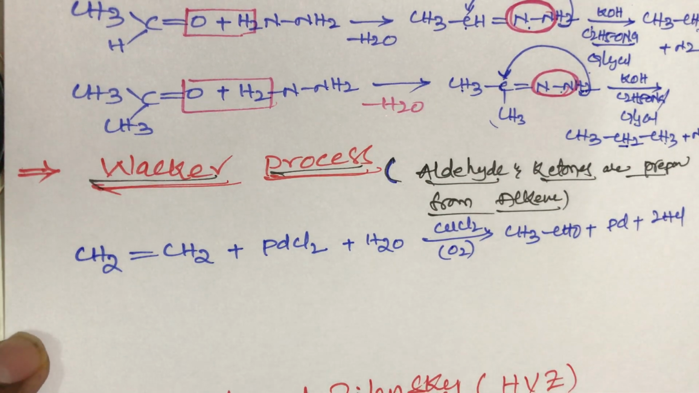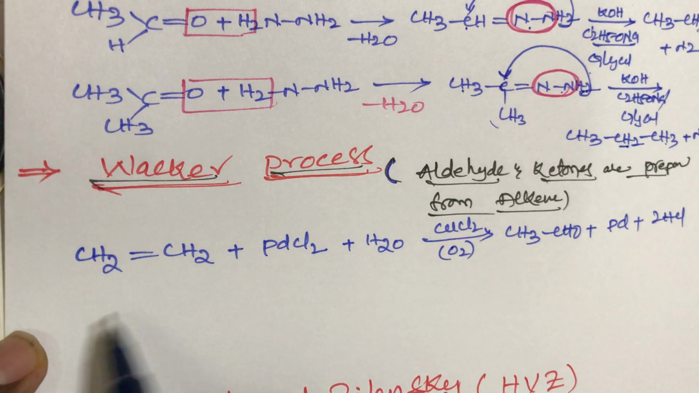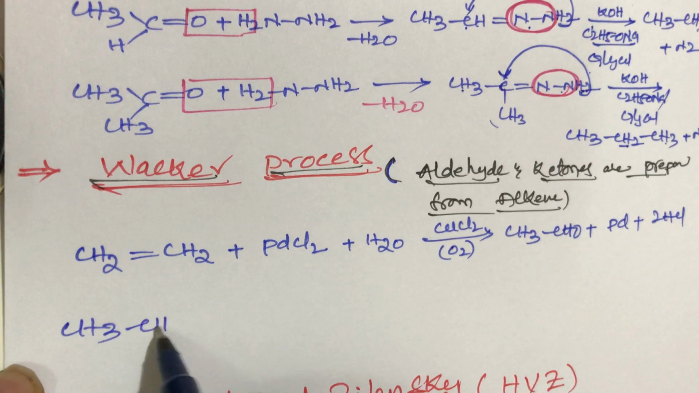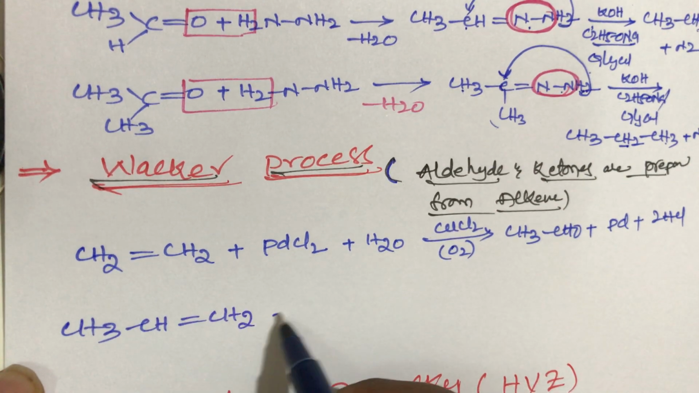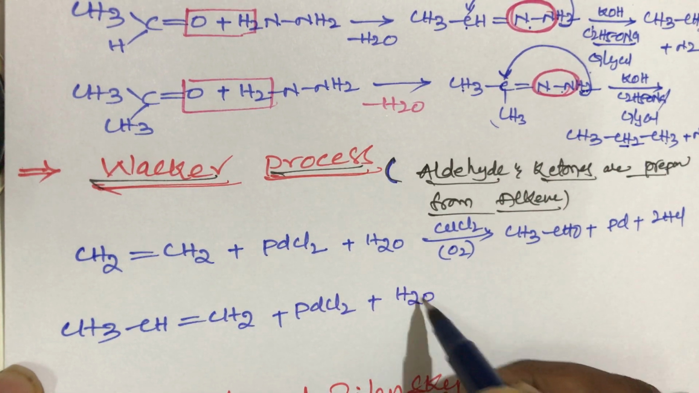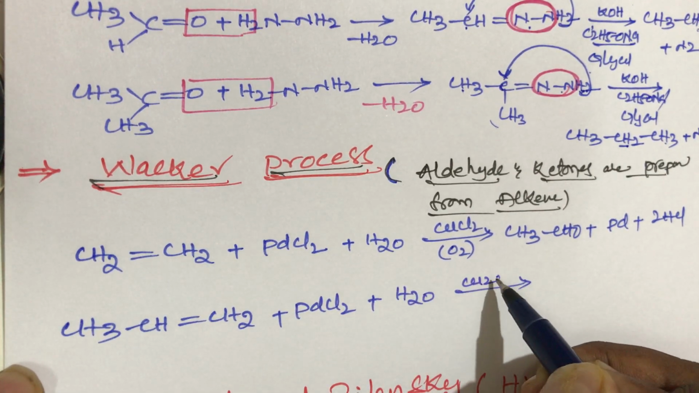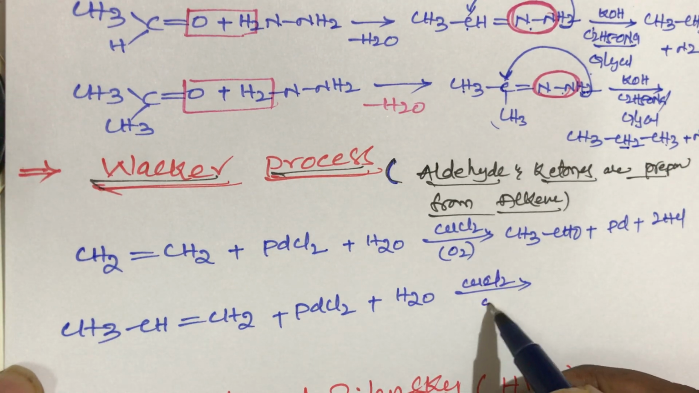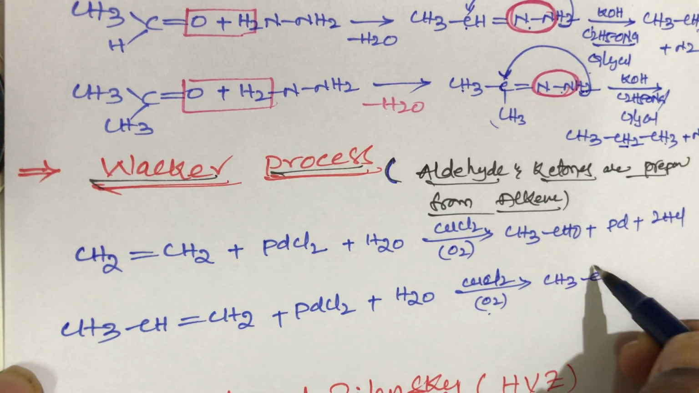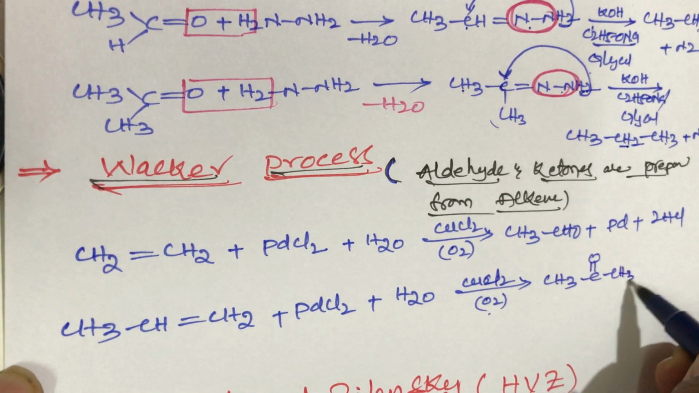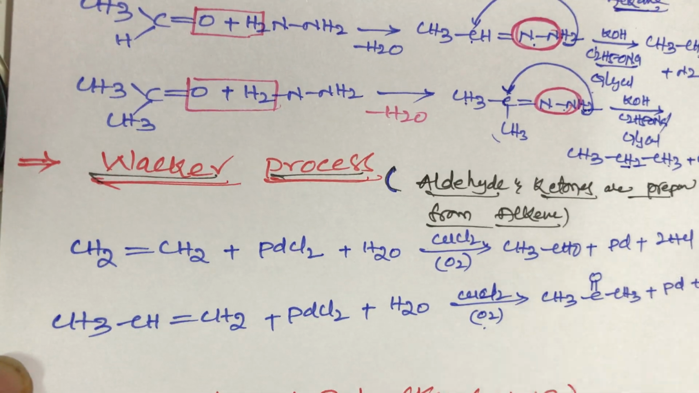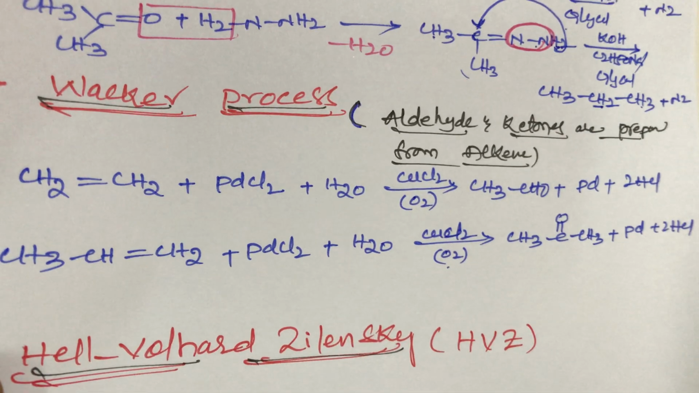Acetone can also be prepared from the Wacker process. Take the acetone example, from propene, CH3CH double bond CH2. When propene reacts with the same reagents, palladium chloride PdCl2 plus water in the presence of cupric chloride CuCl2 and air, we get acetone, CH3COCH3, plus palladium plus hydrochloric acid. This is the preparation of aldehydes and ketones.